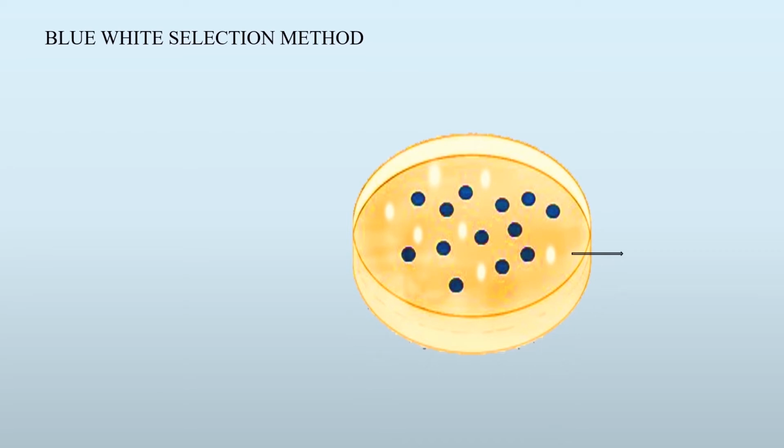The host cells containing rDNA will form white-colored colonies because the inactivated LacZ gene does not produce blue-colored precipitate. The white-colored colonies indicate the presence of recombinants in the medium and they are resistant to the antibiotic. The presence of blue-colored colonies indicates the non-recombinant plasmids. The recombinant plasmids are selected from the plates.